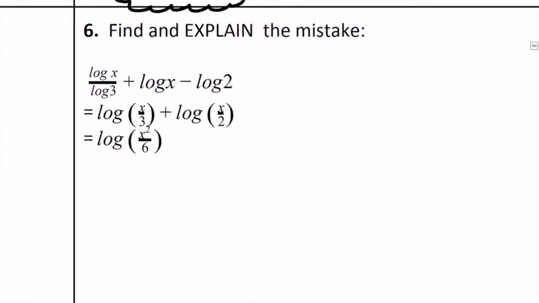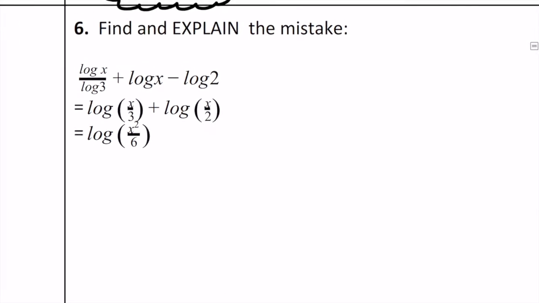For number 6, the mistake here is similar to what we saw in the last number 5. Log of x divided by log of 3 is not log of x divided by 3. I know if I see subtraction between two logarithms, then I can condense them with division inside, taking what's inside and dividing. But that is not true. Division of two logarithms does not equal a single log with division. So that's the mistake here.